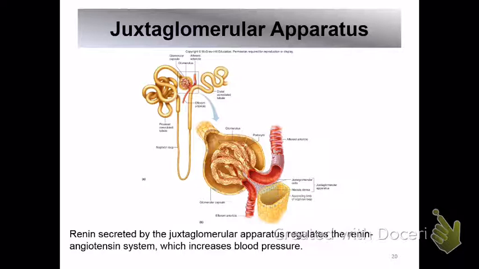Okay, so renin is secreted there. It regulates the renin-angiotensin system. So renin stimulates aldosterone to be released. So we call that the renin-angiotensin system.